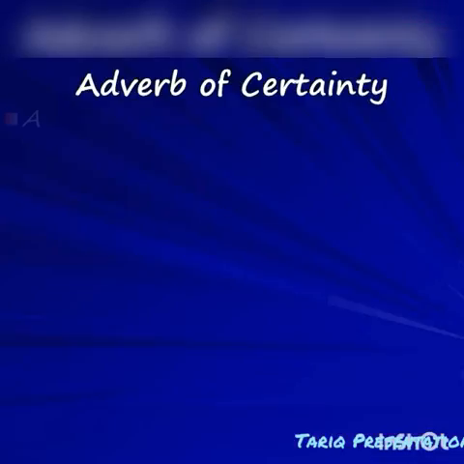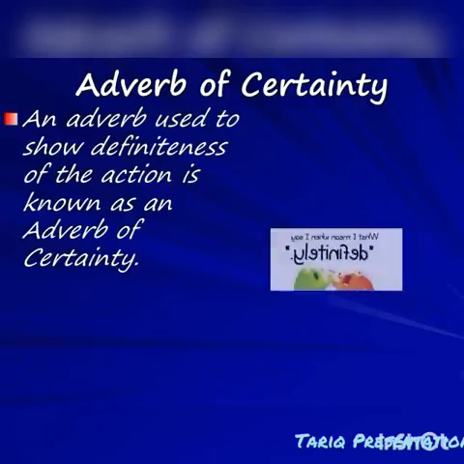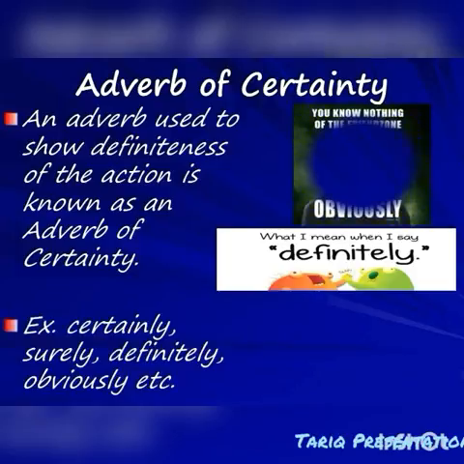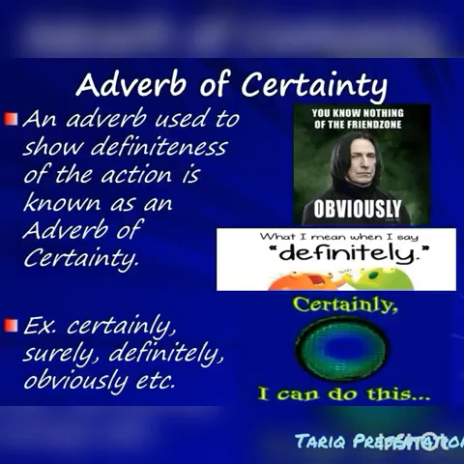Thank you. This slide is about adverb of certainty. An adverb used to show the definiteness of action is known as adverb of certainty. What I mean when I say definitely. And examples are certainly, surely, definitely, obviously. And if you want to make sentences using adverbs of certainty, you can make them like this: obviously, certainly, I can do this. These were the examples of adverb of certainty.